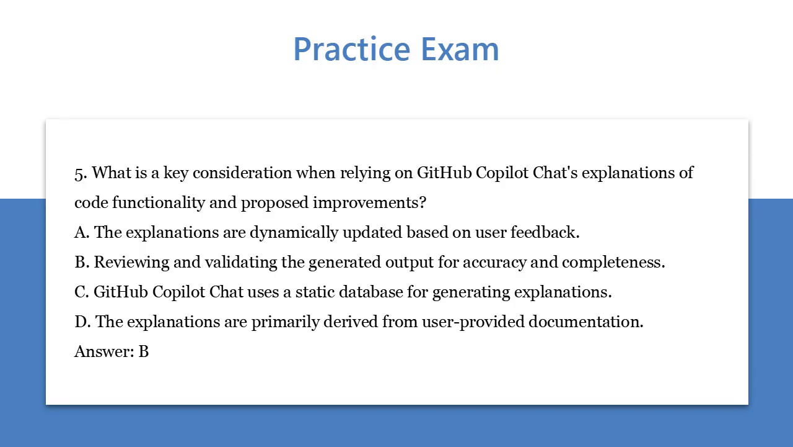5. What is a key consideration when relying on GitHub Copilot Chat's explanations of code functionality and proposed improvements? A. The explanations are dynamically updated based on user feedback. B. Reviewing and validating the generated output for accuracy and completeness. C. GitHub Copilot Chat uses a static database for generating explanations. D. The explanations are primarily derived from user-provided documentation. Answer. B.